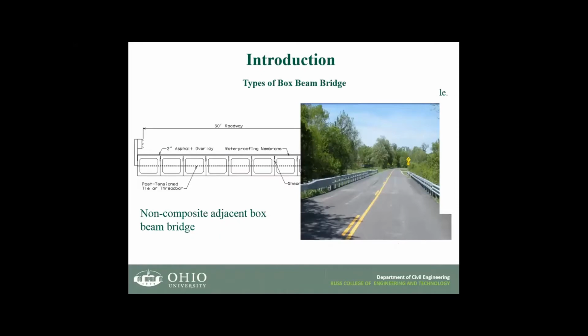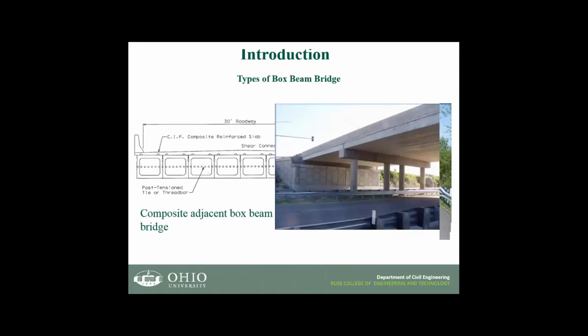The adjacent box beam bridge is constructed either with a 2-inch asphalt overlay, called non-composite adjacent box beam, or it is constructed with a 6 to 8 inch reinforced concrete deck, and this one is called composite adjacent box beam. The bridge under research is skewed. We will focus on a skewed composite adjacent box beam bridge.